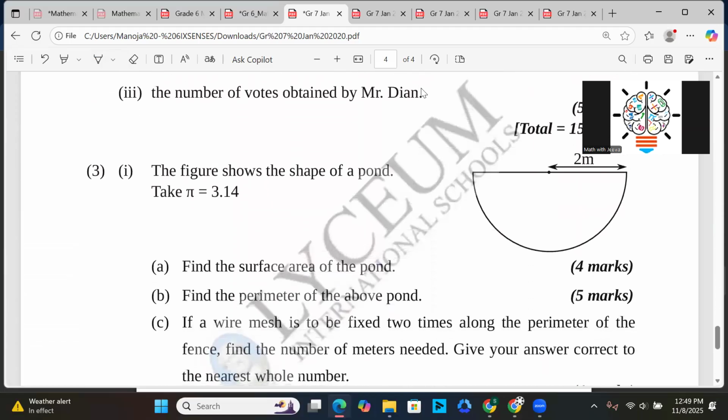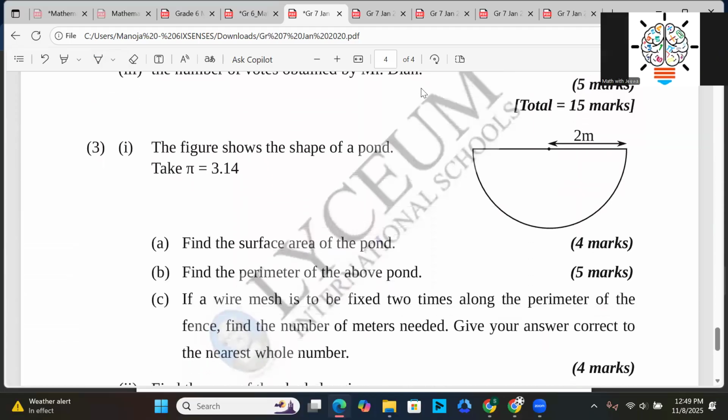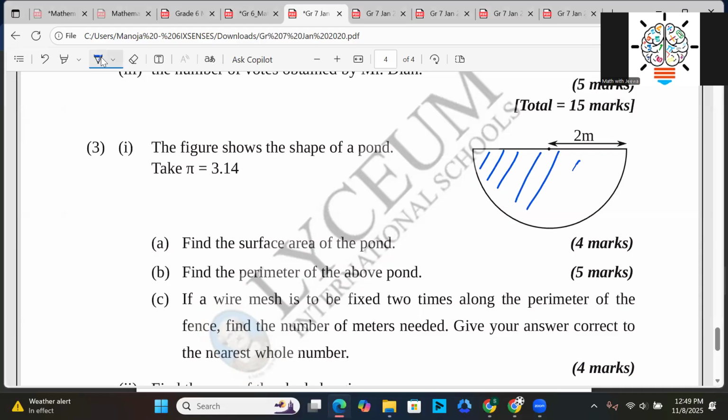This one, right? Here we have that they have given a pond, right? So this is the shape of the pond. Find the surface area of the pond. So what do you mean by that? The surface area is this part, right? And then the radius of this is a semicircle. Can you remember we learned the area of a semicircle? What was the formula, children? Area of the semicircle, right? First we write this is a semicircle.